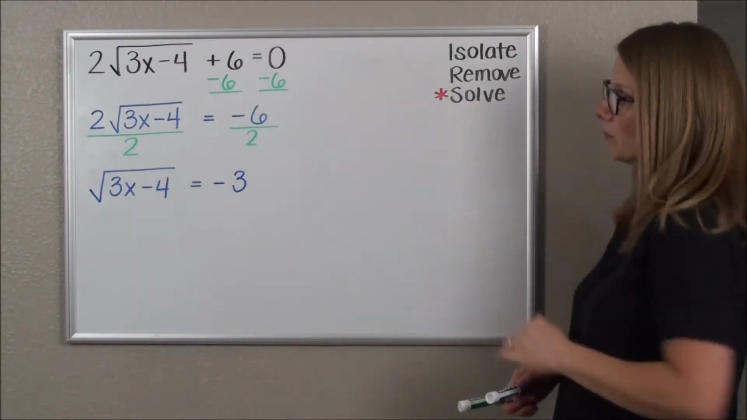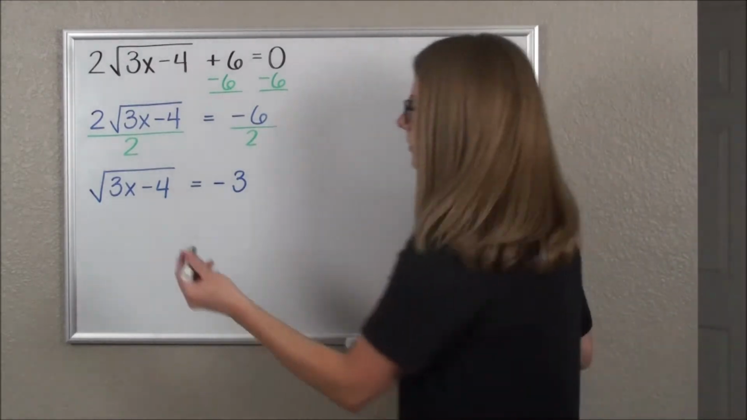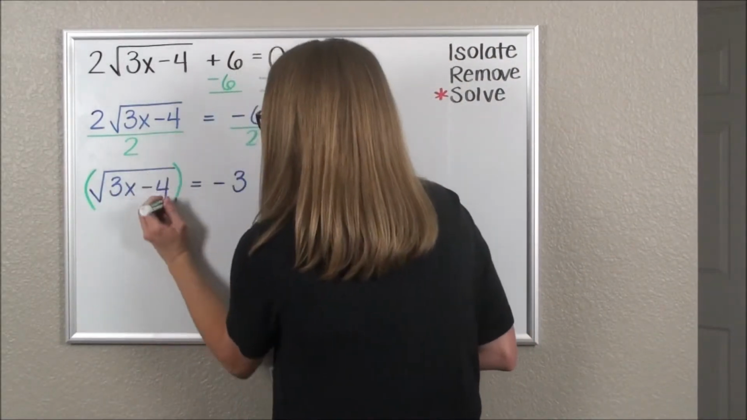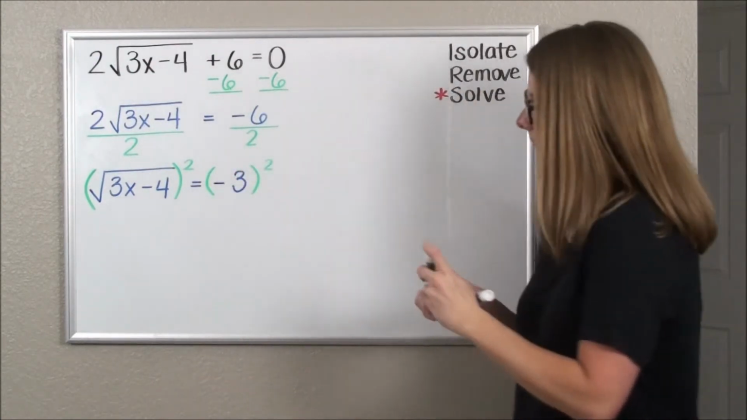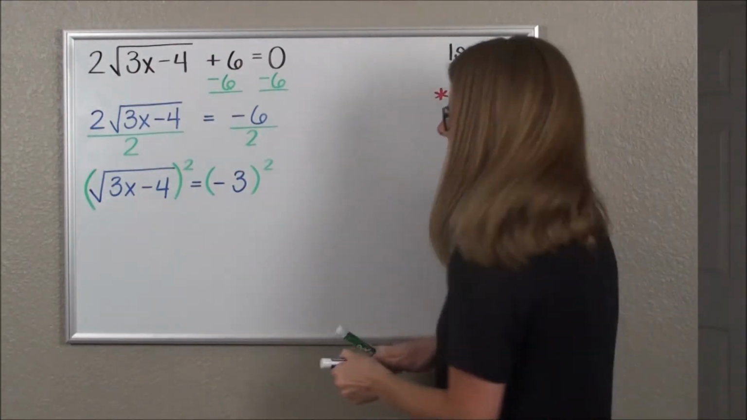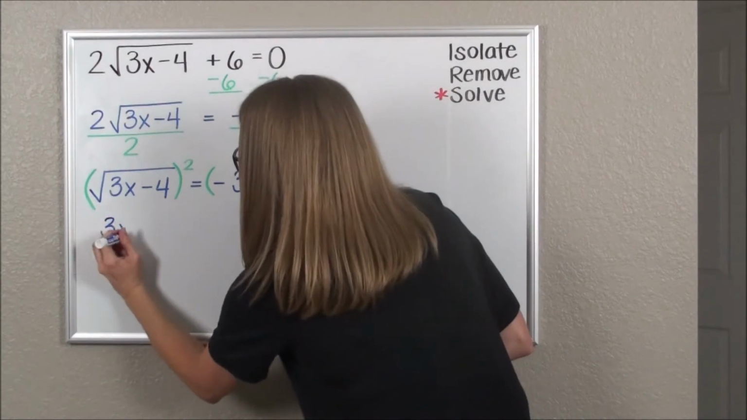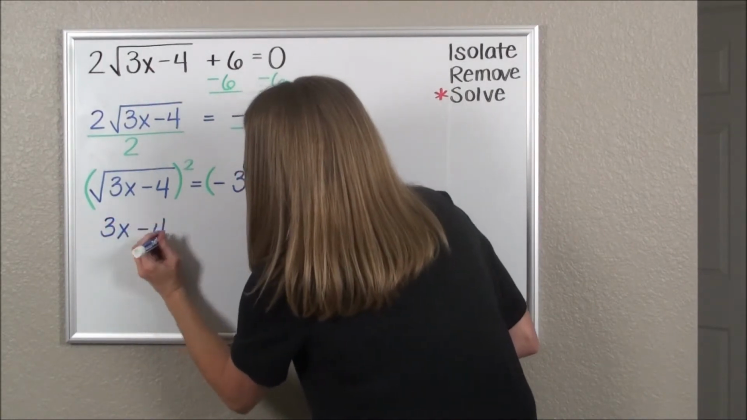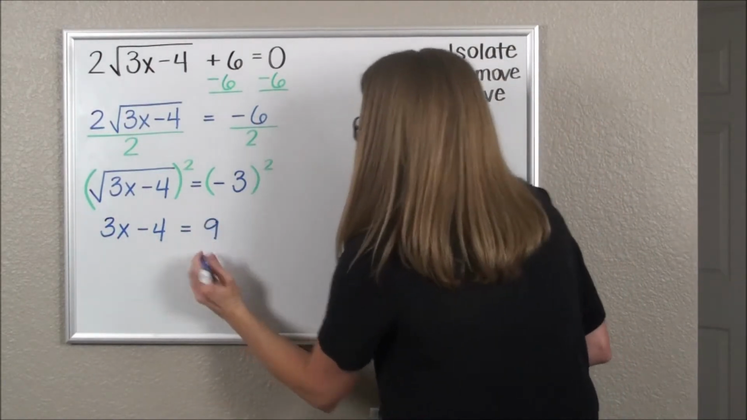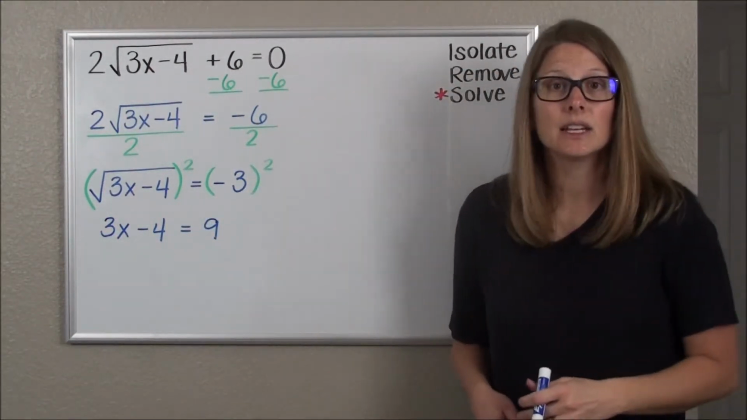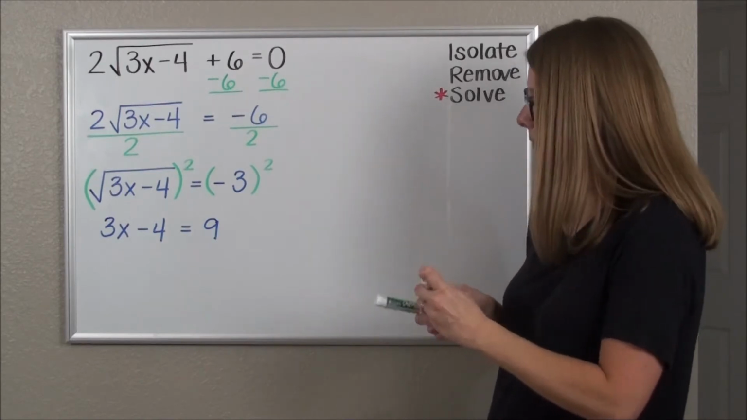We now want to remove it. We'll remove a square root using a square, which is fine as long as you do it to the other side. And the square will undo that square root, leaving us with 3x minus 4. On the right side, negative 3 squared will give me 9. And now I have a linear equation which I can solve pretty easily.